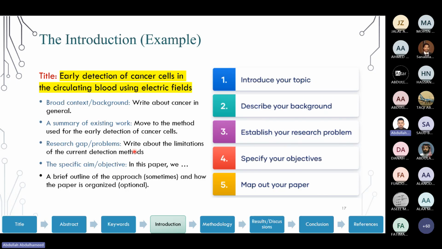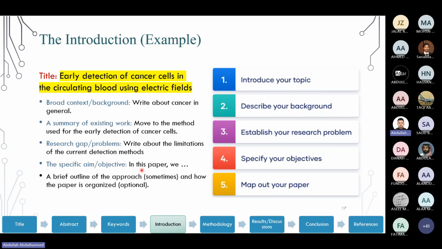Will be on the third paragraph. Now, if you want to move to the following paragraph, you have defined the problem and found the research gap. Now you will talk about yourself, what you have been doing, and your objective. You will start the paragraph with something like this.